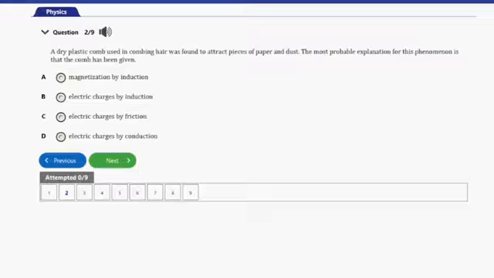B. Electric charges by induction, C. Electric charges by friction, D. Electric charges by conduction. So guys, the answer to this question is option C. Electric charges by friction. So let's go ahead and consider the next question, guys.